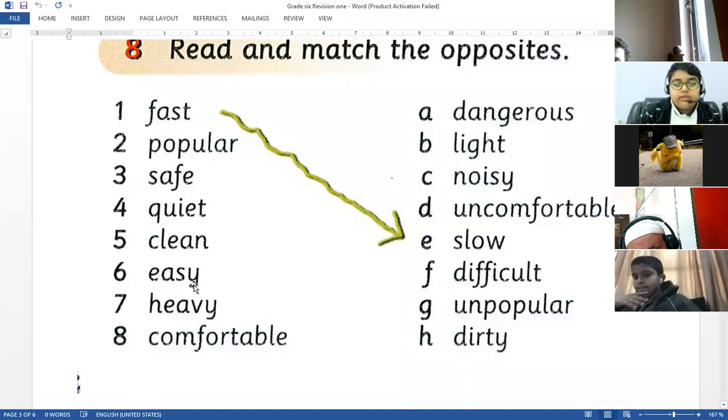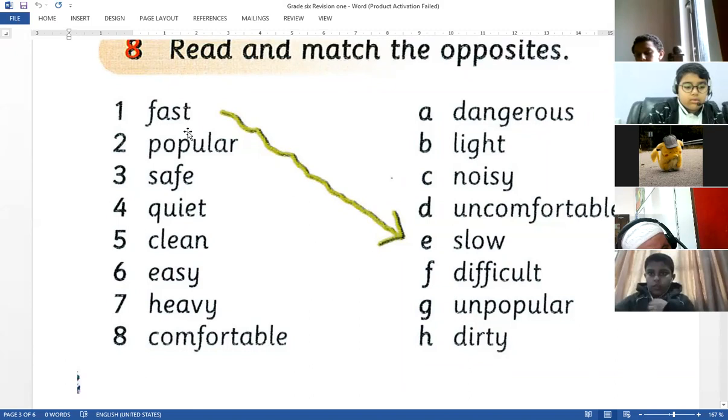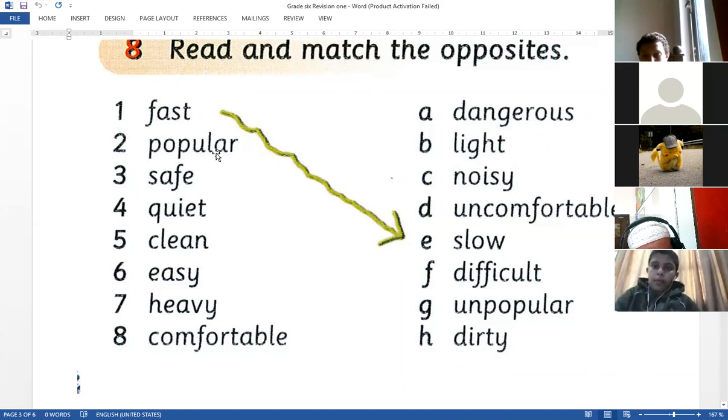Heavy. This bag is heavy, but that one is light. The opposite of heavy is light. Okay, heavy and light. And the last one, comfortable and uncomfortable. Thank you, Yasi. Abdurrahman Shawqi again. Fast is the opposite of slow. Popular and unpopular. Safe, dangerous. Quiet, noisy. Clean, dirty. Easy, difficult. Heavy, light. Comfortable and uncomfortable.